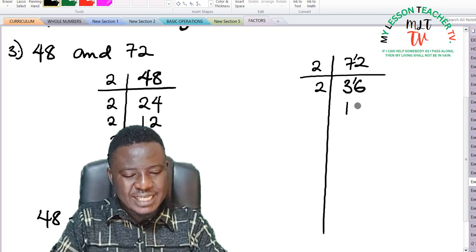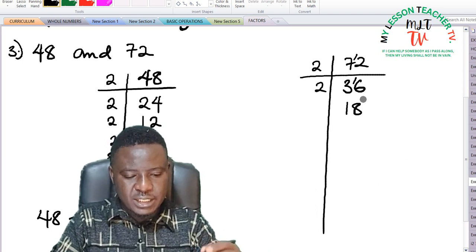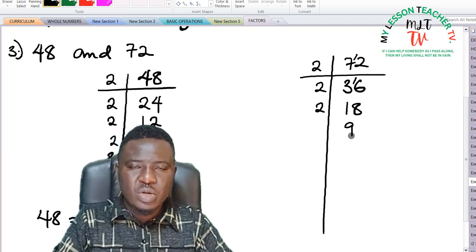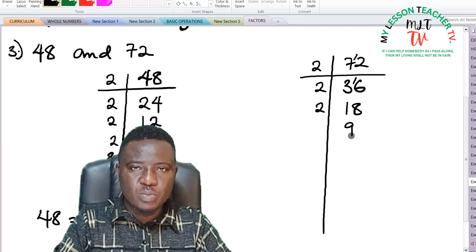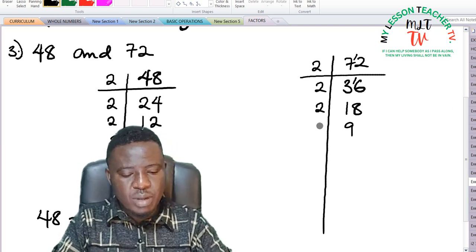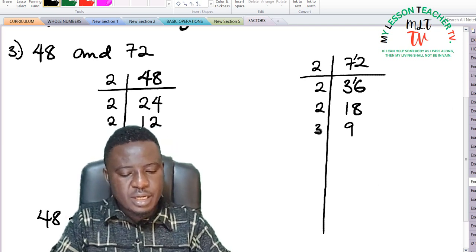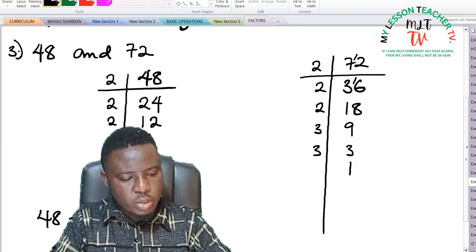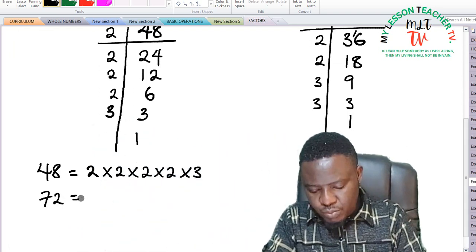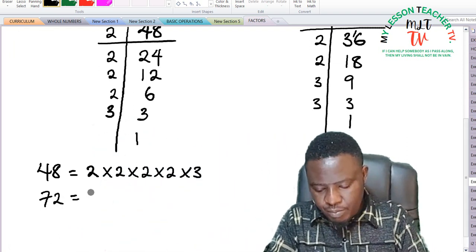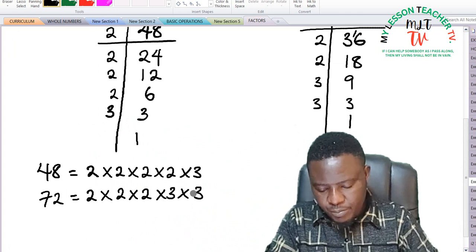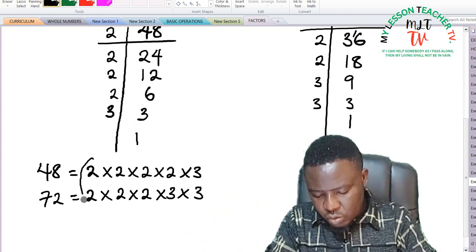2 into 16 is 8 times. That gives us 18. 2 can still divide. 2 into 18 is 9. 2 can no longer divide 9 because 9 is not a multiple of 2. So we test the next prime number, which is 3. 3 into 9 is 3. And 3 into itself is 1. So 72 can be expressed as a product of its prime factors as 2 times 2 times 2 times 3 times 3.